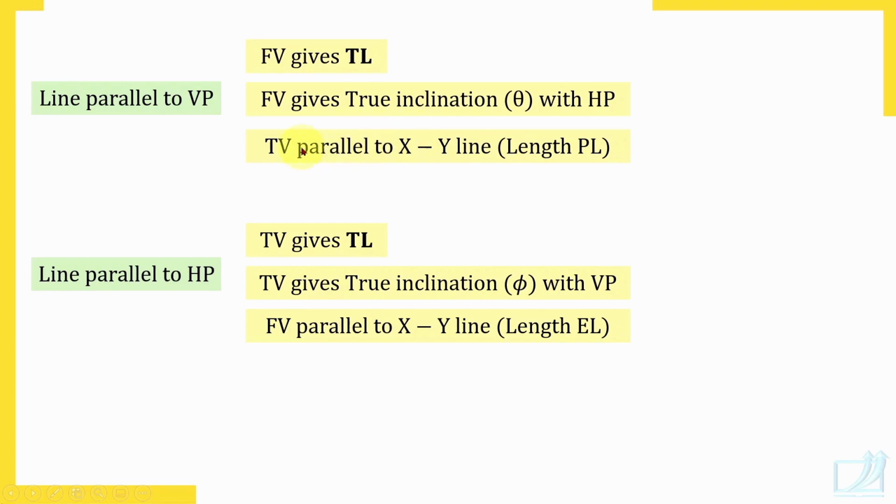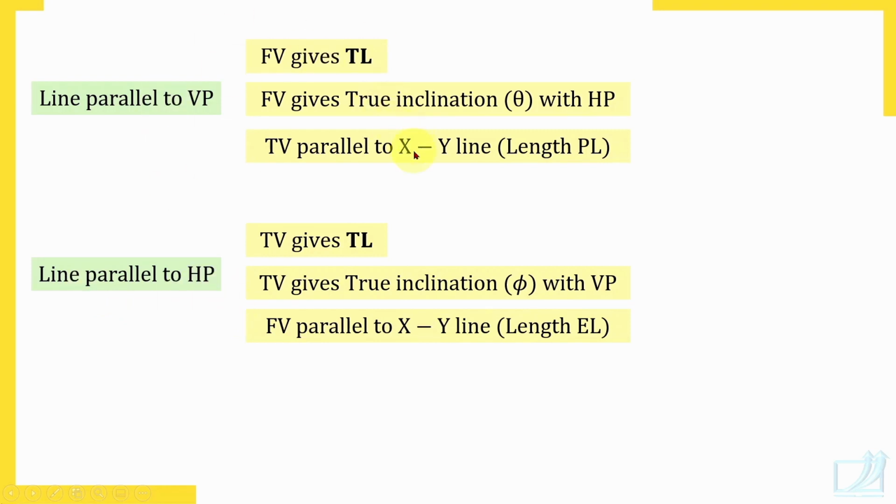If I simply tell you that top view of a line is parallel to XY line, then immediately you should understand that the line is parallel to VP. That means its front view is true length and true inclination with HP. So this is very important. If I tell you that top view of a line is showing true inclination with VP, then immediately you should understand that top view gives true length also. And therefore front view is parallel to XY line. Means line is parallel to HP.